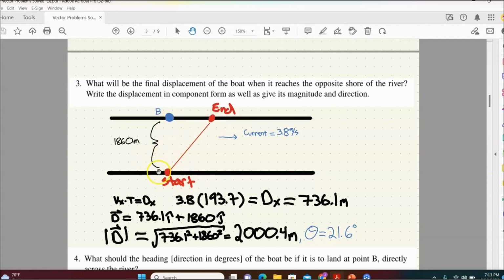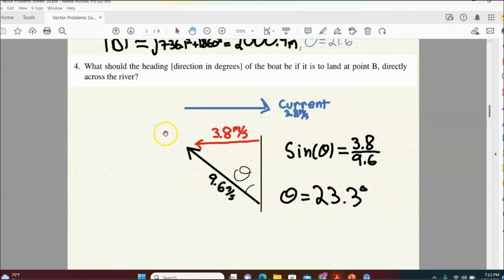So the bow of the boat has to be pointed against the current such that the velocity of the boat in the x direction cancels with the current and the boat only has a y component of velocity. The boat has a maximum speed of 9.6 meters per second. It's going to be going at some angle theta, and I know that the x component of the boat must be 3.8 meters per second because the current is 3.8 meters per second going to the east, so the velocity of the boat must be 3.8 meters per second going west, such that these two velocities cancel each other and the boat only has a y velocity.